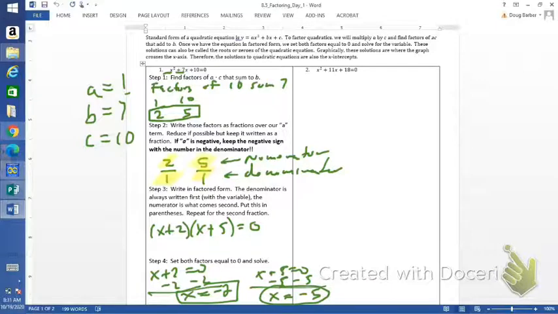Alright, so x equaling 2 and x equaling negative 5, those are my solutions. And what I know for a quadratic, the solutions are where the graph crosses the x-axis. Alright, and then this would be the equation in factored form.